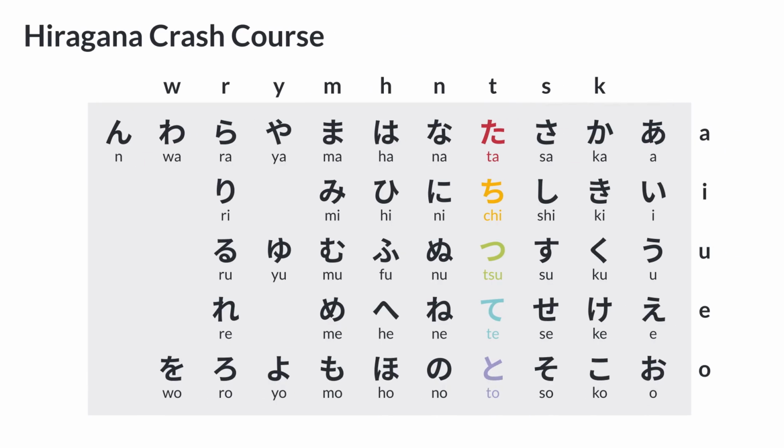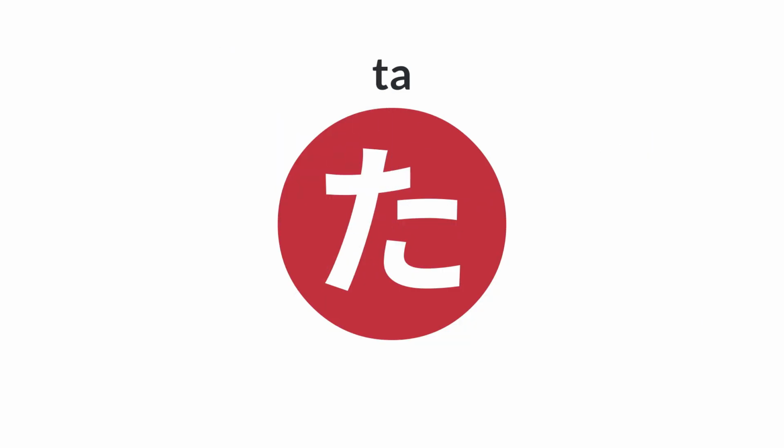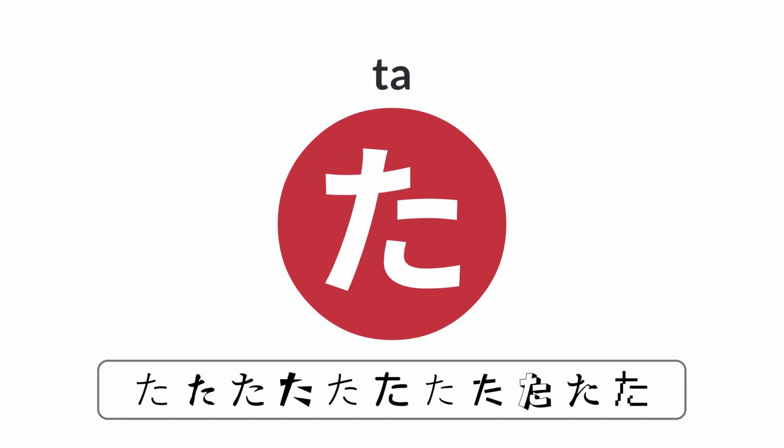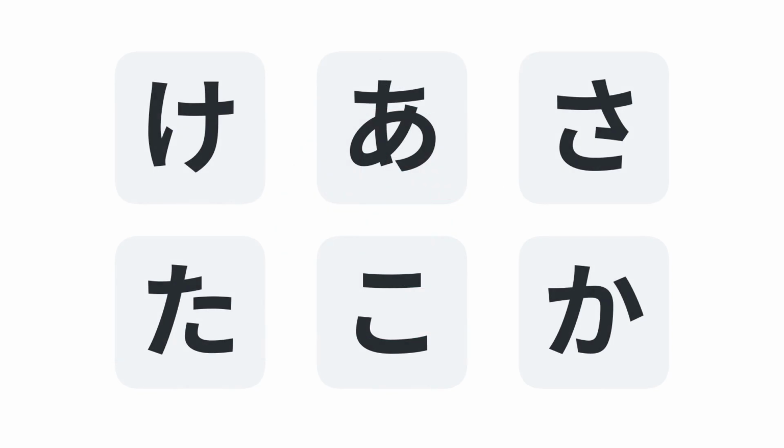In this lesson, we'll learn the characters ta, chi, tsu, te, to. This character is ta. Ta. Which of these characters is ta? Ta.